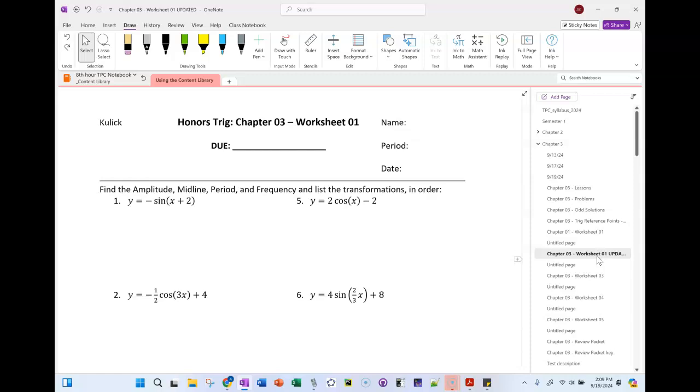Whoa, Mr. Kulik. I haven't heard this frequency word before. Are you trying to pull a fast one on me? That sounds like it might be hard.